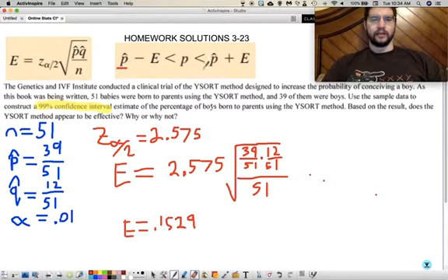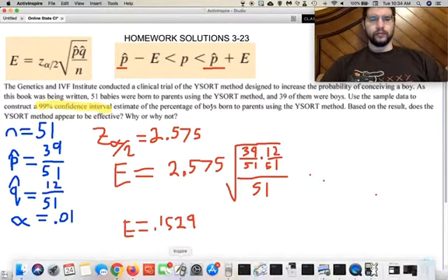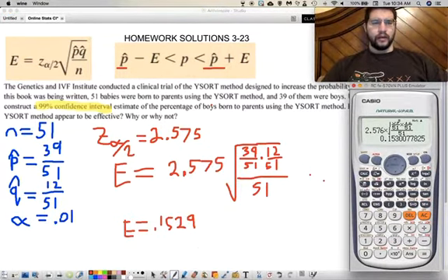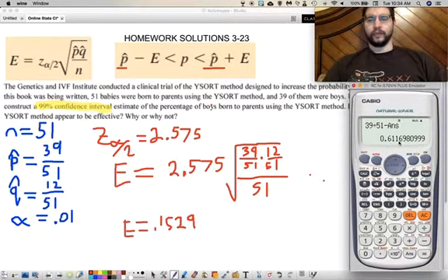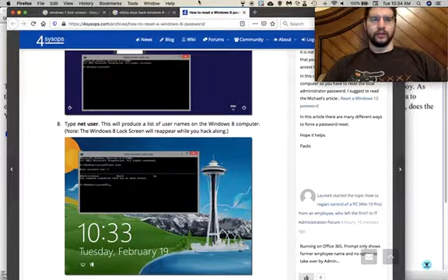So we're going to take p hat and subtract that error. And again, we're going to go 3 sig figs. So let's see. I'll grab this one. P hat was 39 over 51. And subtract my answer. So I get 0.6117, but again, this doesn't matter. It's just going to be 0.612, sorry.